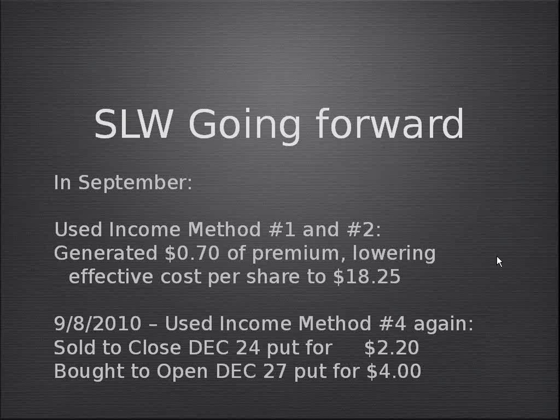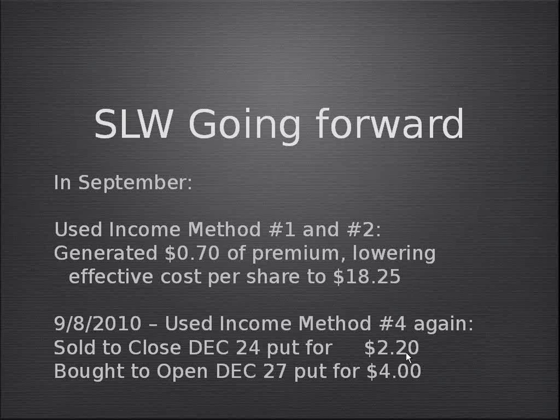Remember the last page, the stock itself had a cost basis of $18.95 plus the new put, but with the 70-cent premium we generated, we lowered it to $18.25. Now, September 8th, we used income method number 4 again. The stock's moving up, so we were able to do it on August 27th. We were able to do it again on August 8th. Stock's trading at or around $24 per share.